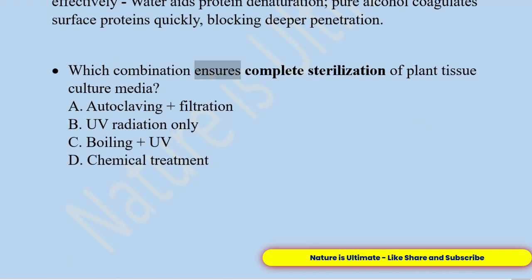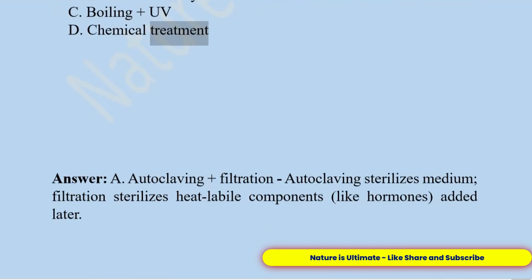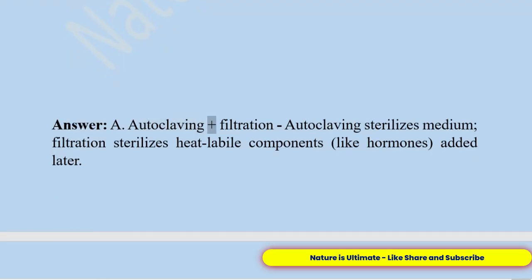Which combination ensures complete sterilization of plant tissue culture media? A. Autoclaving plus filtration. B. UV radiation only. C. Boiling plus UV. D. Chemical treatment. Answer: A. Autoclaving plus filtration. Autoclaving sterilizes the medium, and filtration sterilizes heat labile components, like hormones, added later.